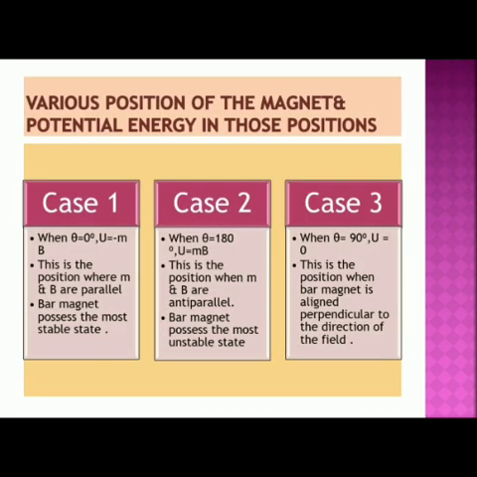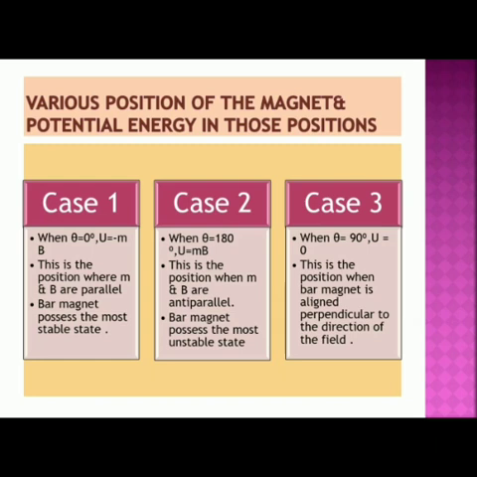Let us proceed to the various positions of the bar magnet. Now this slide is showing you three different cases. As you could see over here, case 1 shows that when theta is equal to 0 degree, my cos 0 will become 1. Therefore, my potential energy will be equal to minus m B. And this is showing the position when the magnetic moment and the magnetic induction are parallel and the bar magnet possesses the minimum potential energy, and in this it is in the most stable state.